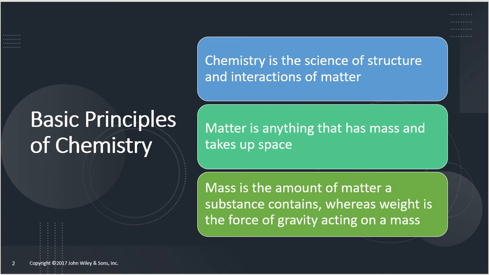Whereas weight is simply the force of gravity that's acting on a mass. So weight is dependent on gravity. That's why you weigh something different on Earth than what you would weigh on the moon. But your mass is going to be the same on Earth versus on the moon because it is not dependent on gravity.